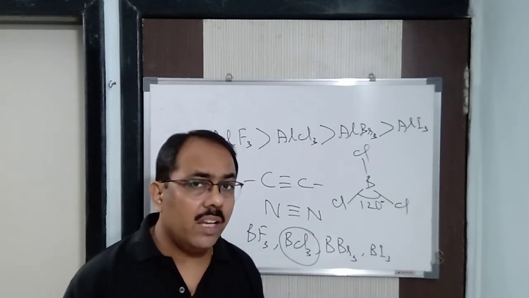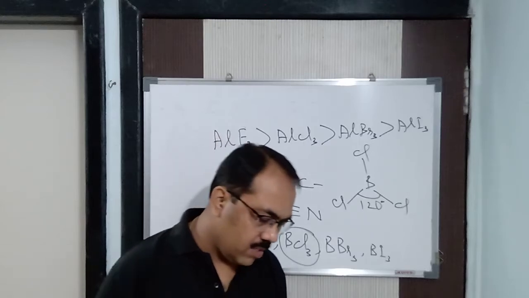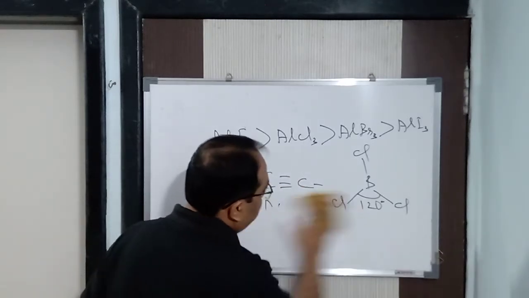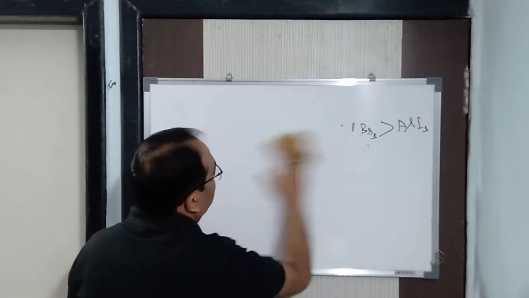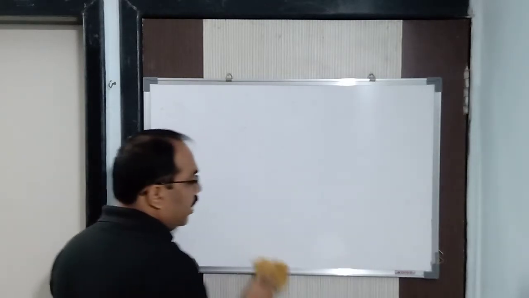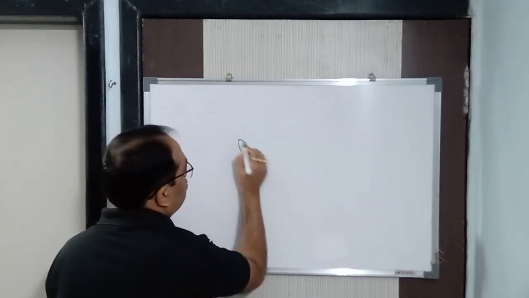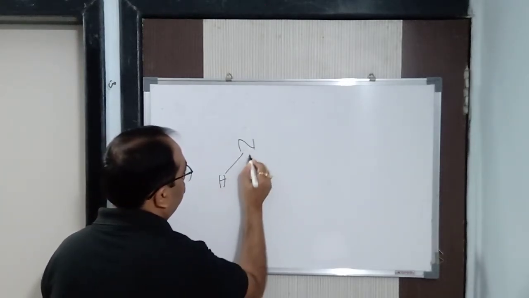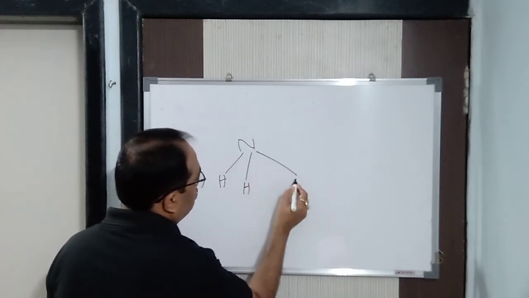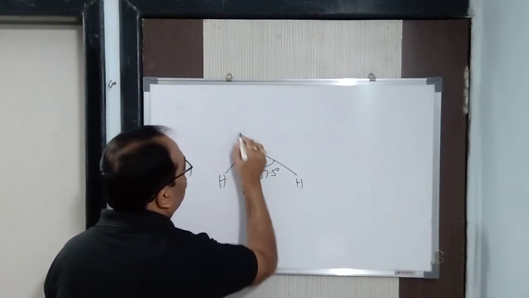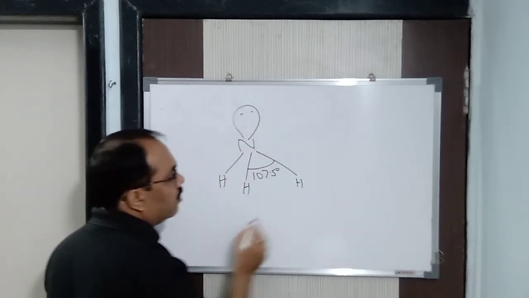So the bond angle is varying. Why? What is the reason behind it? See here. Let us draw the structure, then we will come to know. NH3 and NF3, both are pyramidal in nature. Let us first draw NH3, where the bond angle is 107.5 degree. This is a lone pair. It is pyramidal.